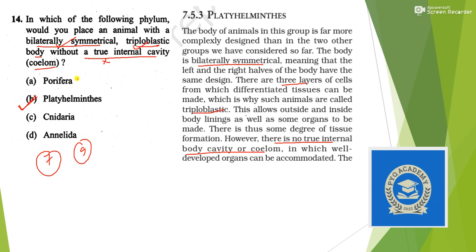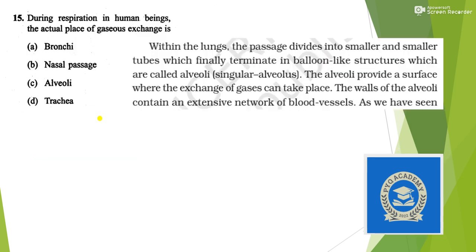Although porifera doesn't have a bilaterally symmetrical or triploblastic body. At the same time, it has a cavity, but it doesn't have a coelom, and annelida also not. So the answer is option B.